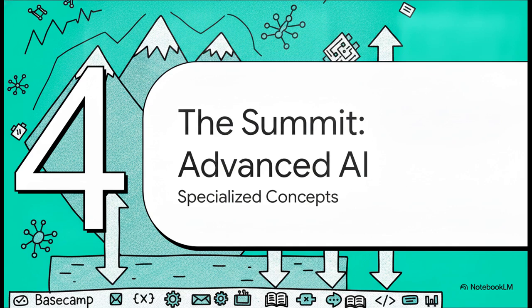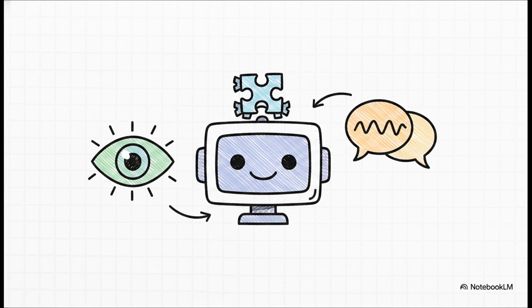Welcome to Phase 4, the Summit of Advanced AI. With our deep learning models built and trained, we have finally arrived at the summit. The air is definitely getting thin up here, and the concepts become incredibly advanced and highly, highly specialized. I mean, this is the stuff driving today's biggest tech headlines. Up here, we actually start giving our machines specific, almost human-like senses.